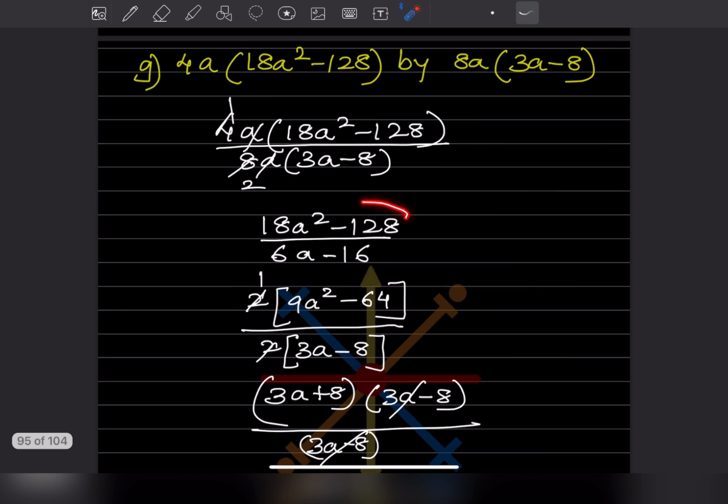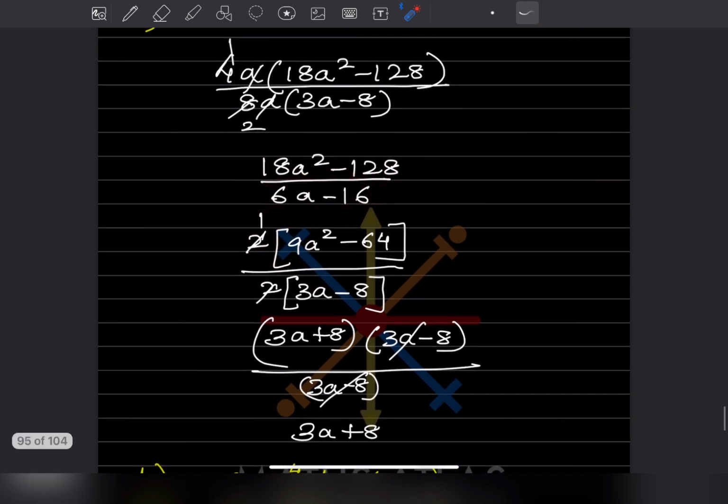So now from this one we will take 2 common. So remaining here is 9a square minus 64. Again from here we can take 2 common. So here what remains in the bracket is 3a minus 8. So now this 2 gets cancelled. So now see here, this is in the form of a square minus b square.